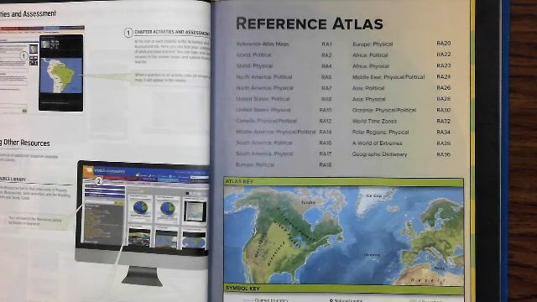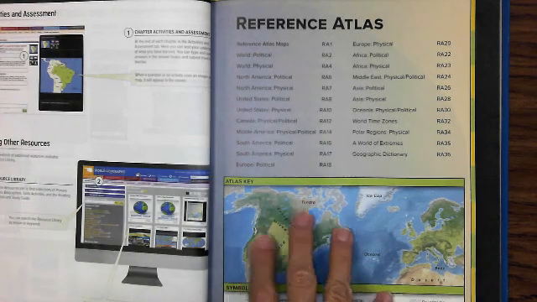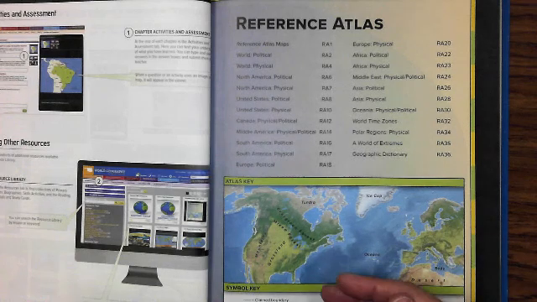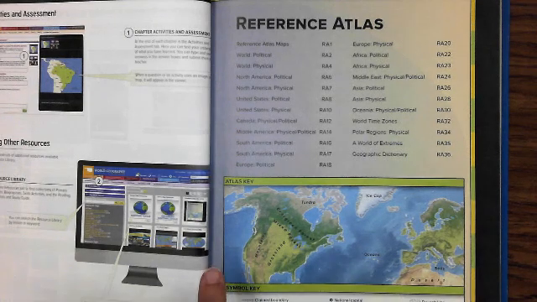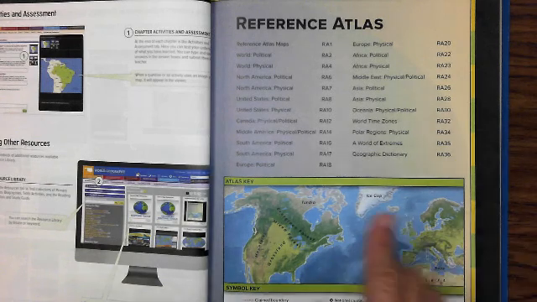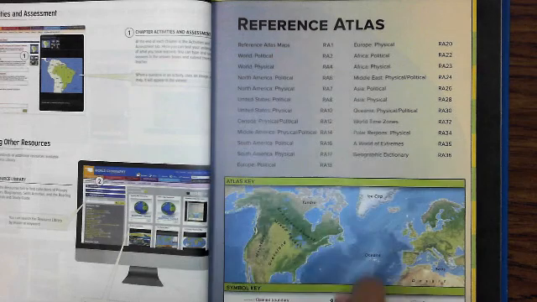On this page, this is the table of contents for the reference atlas. A lot of times the reference atlas is in the back of a book, but they have it in the front of the book in this particular book. I want you to see what these are quickly, and then we're going to move on to Unit 1. Of course, the reference atlas maps, RA1, that's what this is.